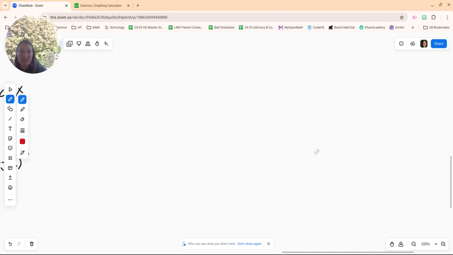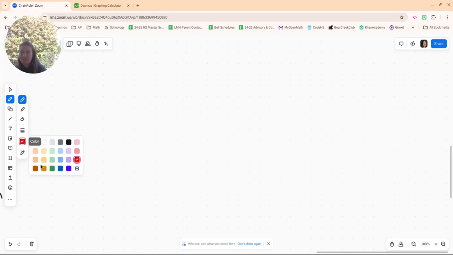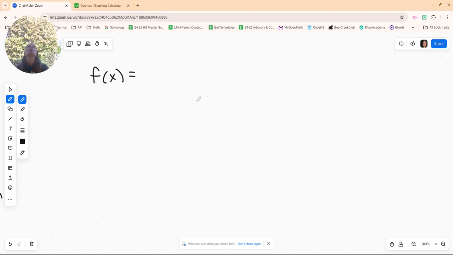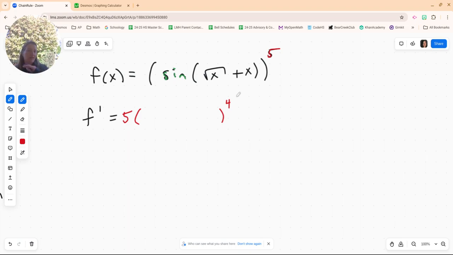Let's put three functions together. Let's have a chain of three links. So let's say f of x is sine of square root of x plus x, all to the fifth. And I'm asked to find f prime. I've got three links in this chain: something to the fifth, a sine, and then that innermost function. So I'm just going to follow my chain rule. Take the derivative of the outermost thing first, and that's all I can differentiate in that step, so everything else has got to stay the same.